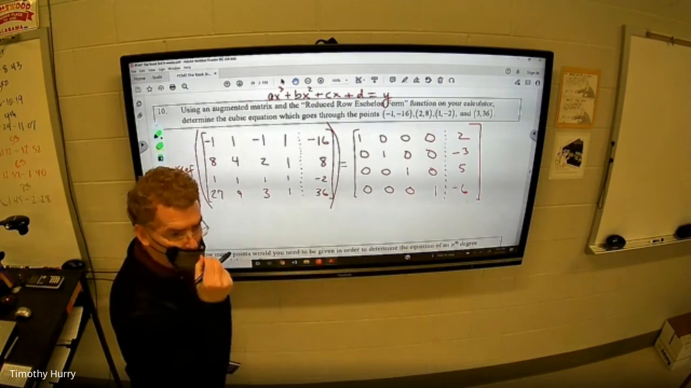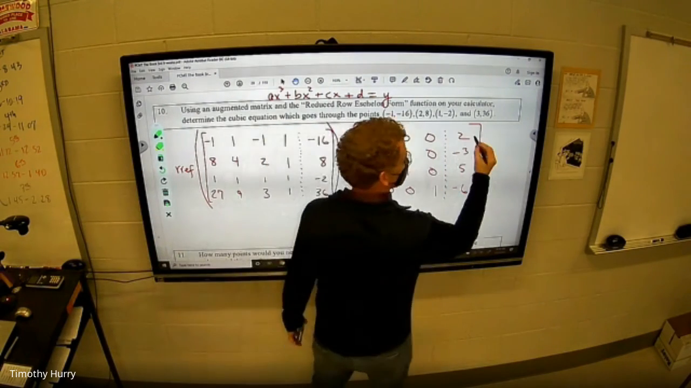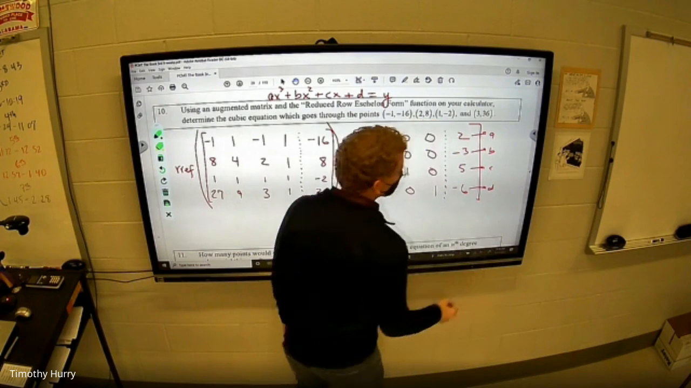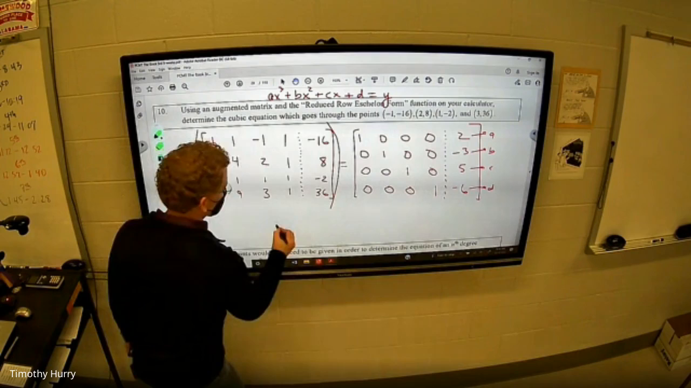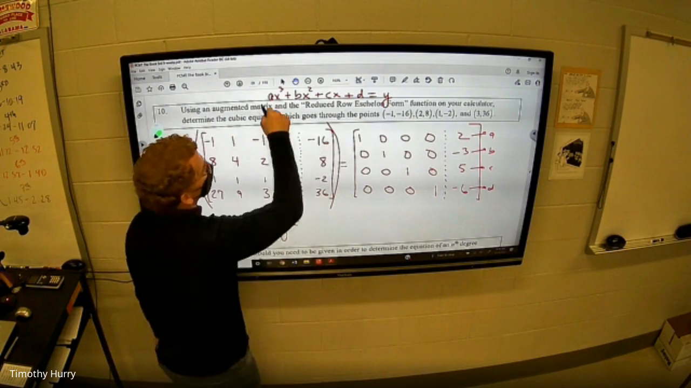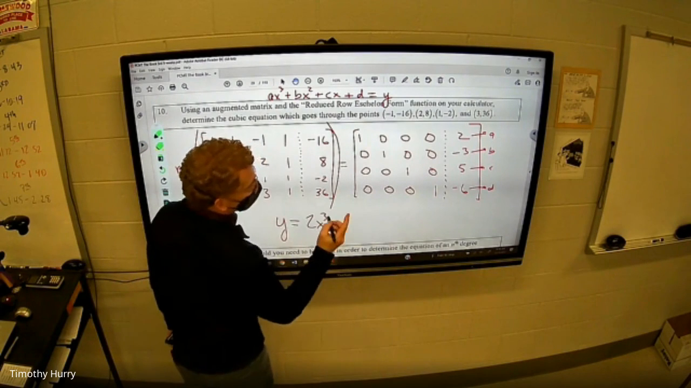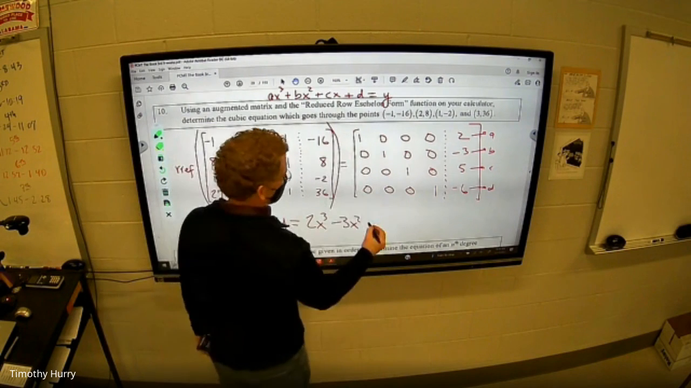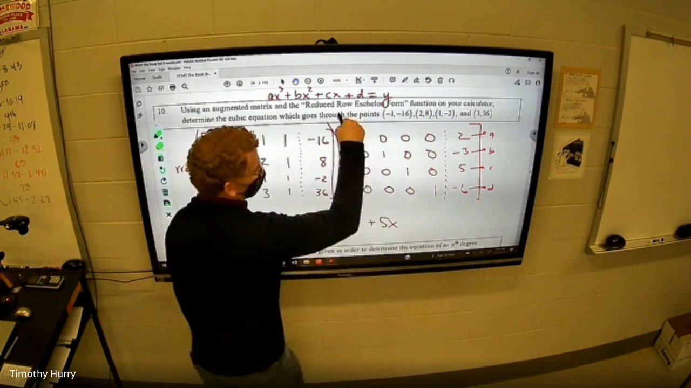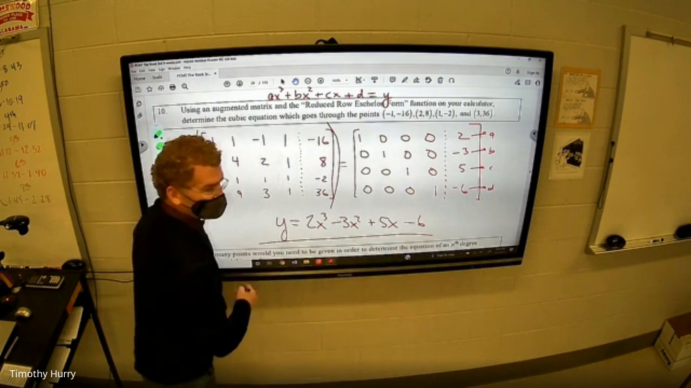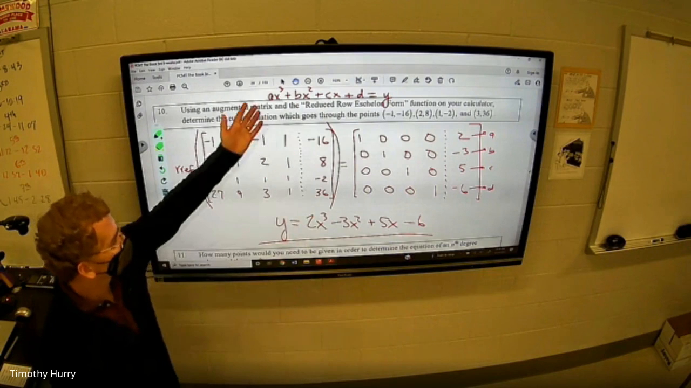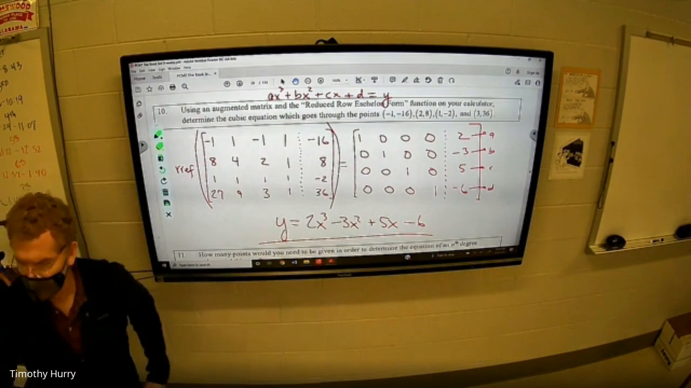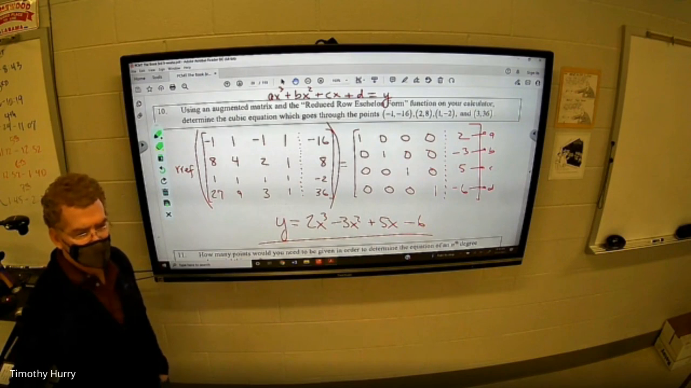So those stand for what? Good. That's my a, my b, my c, my d. So back up to this, y equals 2x cubed minus 3x squared plus 5x plus 6. If you're not sure you're right, plug the point in there. Plug 2, 8 in there and see if that doesn't work. It will. Y'all with me?